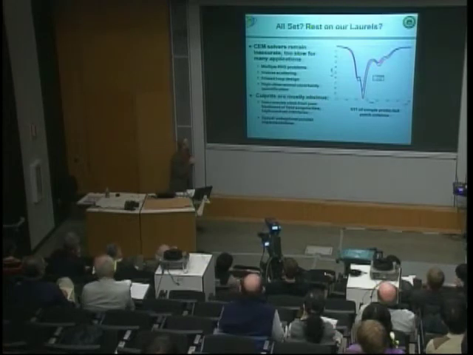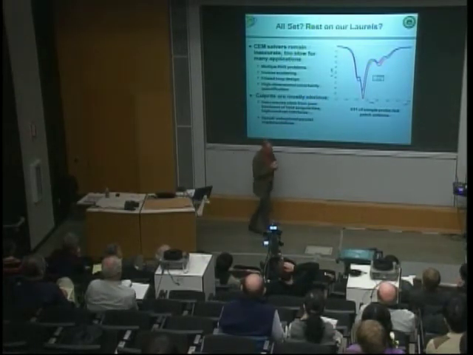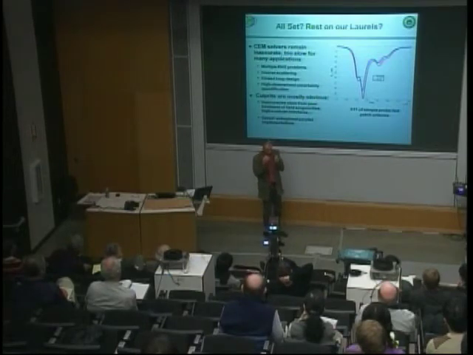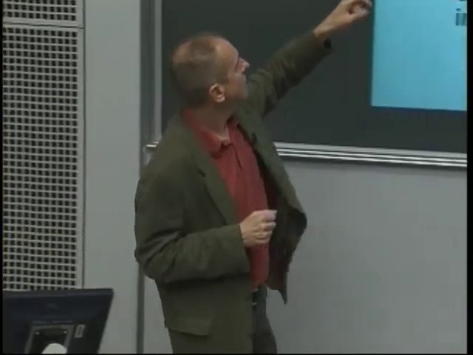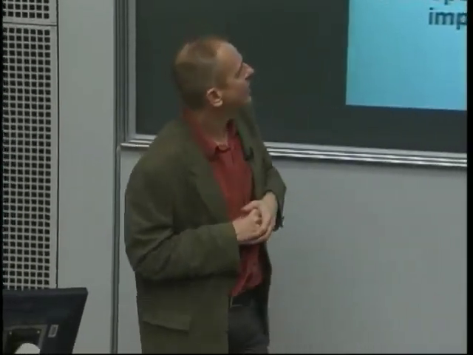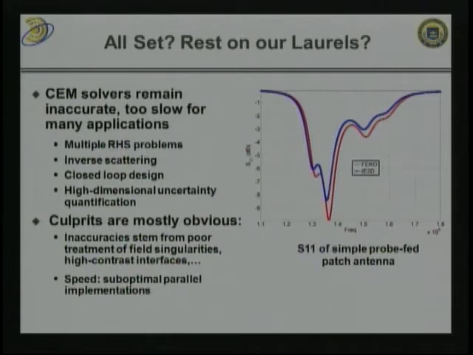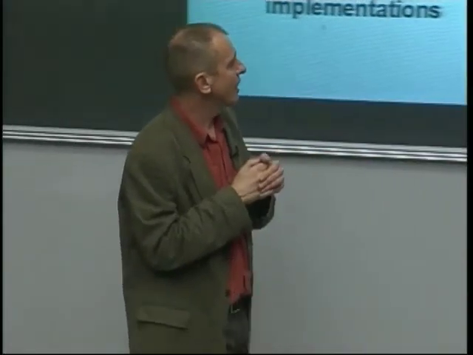So as it stands, even fast multipole accelerated and preconditioned integral equation solvers remain too slow and too inaccurate, for example, for doing closed loop design. And they remain too slow, especially for doing high dimensional uncertainty quantification. These days, people are very interested in exploring what if scenarios. So suppose I have a patch antenna. What happens if I change the dimension of that patch slightly? What changes if I change the loads attached to the patch slightly?